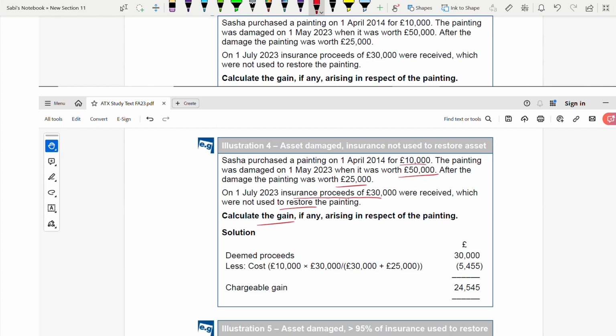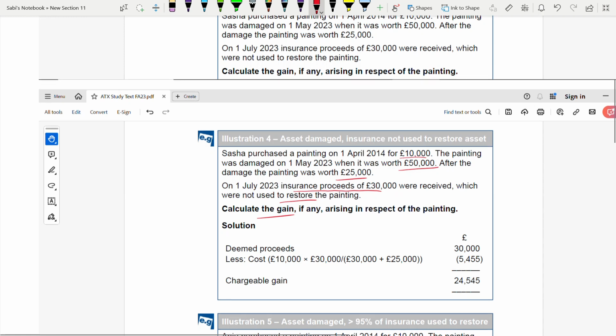Okay, so because it was not used to restore the painting, we don't have to see whether we invested more or less than 95%. That part we don't have to see. So it is normally a part disposal. So the sale proceeds are 30,000 here and it's a part disposal.